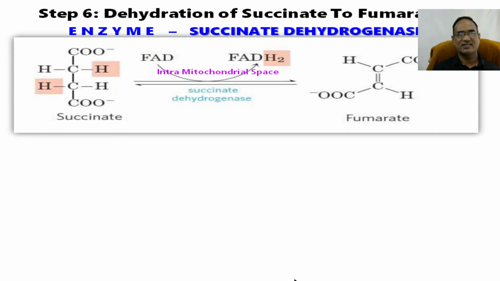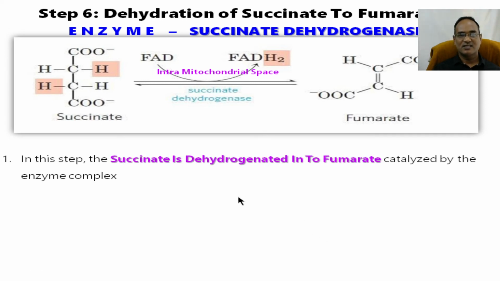The sixth phase is very simple. Again, we are going to remove hydrogen from succinate. If you remove two hydrogens from this, succinate may be converted into fumarate. This will happen in the intramitochondrial space with the help of succinate dehydrogenase.